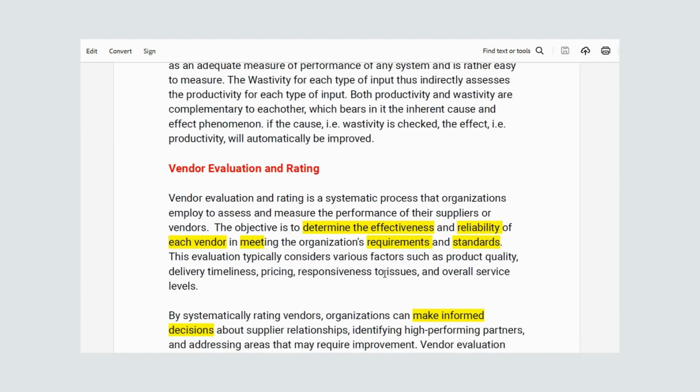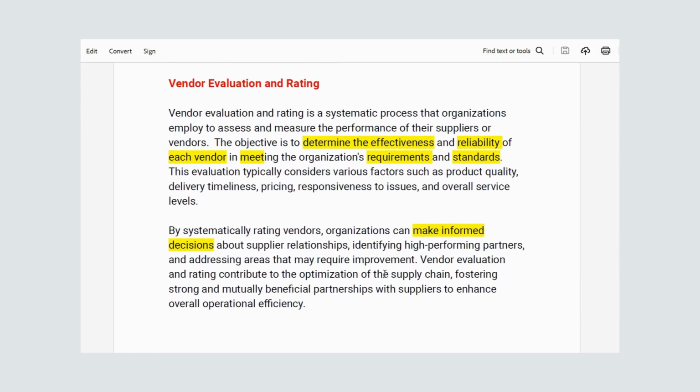Next comes vendor evaluation and rating. What is vendor evaluation? It is to determine the effectiveness and reliability of each vendor, whether they are meeting the organization's requirements or standards. Vendors means the suppliers. So vendor evaluation helps in making informed decisions. By rating these vendors, organizations can make informed decisions regarding the supplier relationship, identifying their higher performing partners, and all those kinds of things.